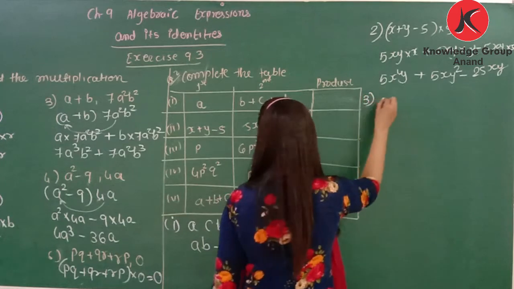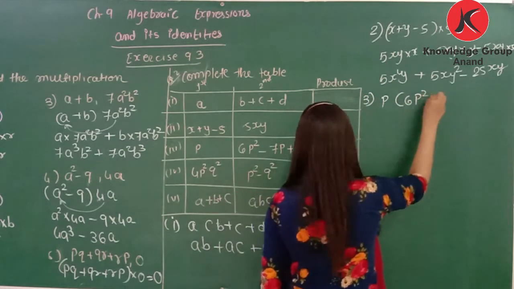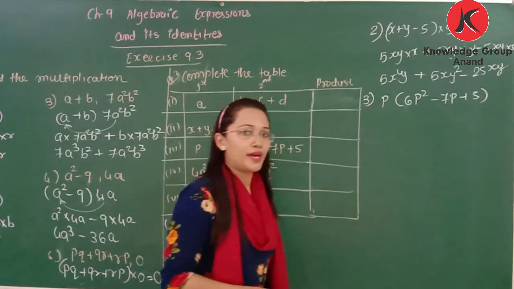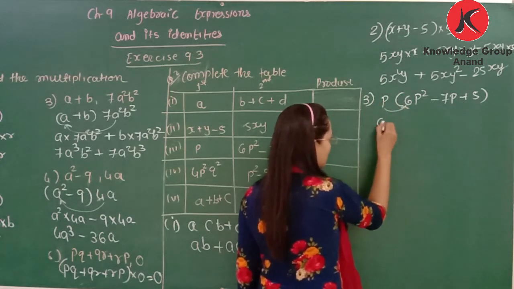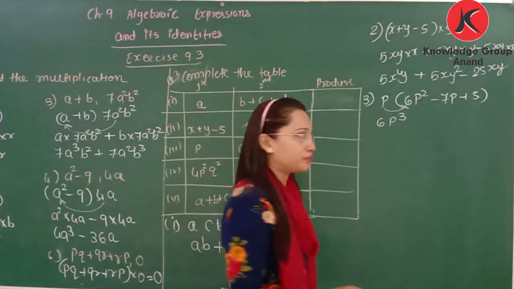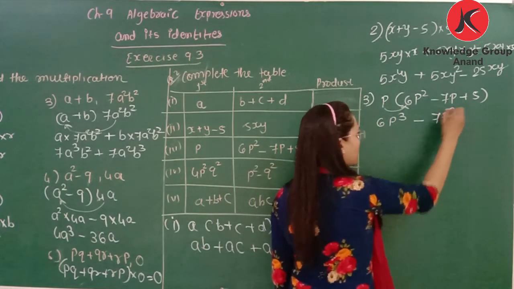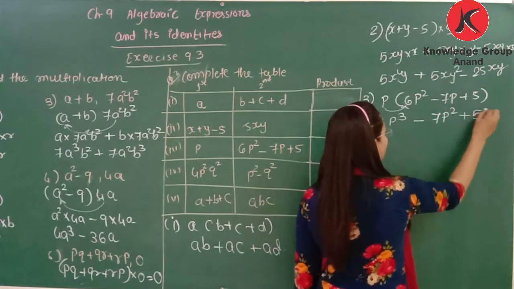Now third one, p is multiplied with 6p square minus 7p plus 5. You can directly multiply, then it is also correct. p is multiplied with 6p square, so it is 6p cube. Here p and p square become p cube. Minus 7p and this one p, that becomes p square. And 5 plus, multiply with p becomes 5p.